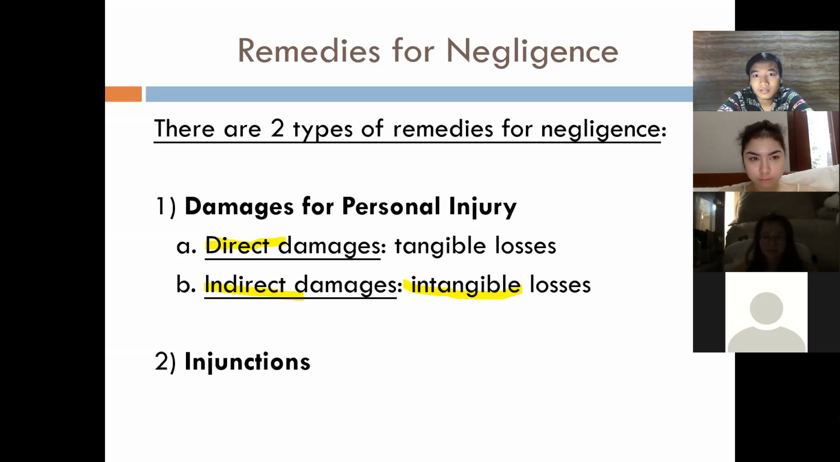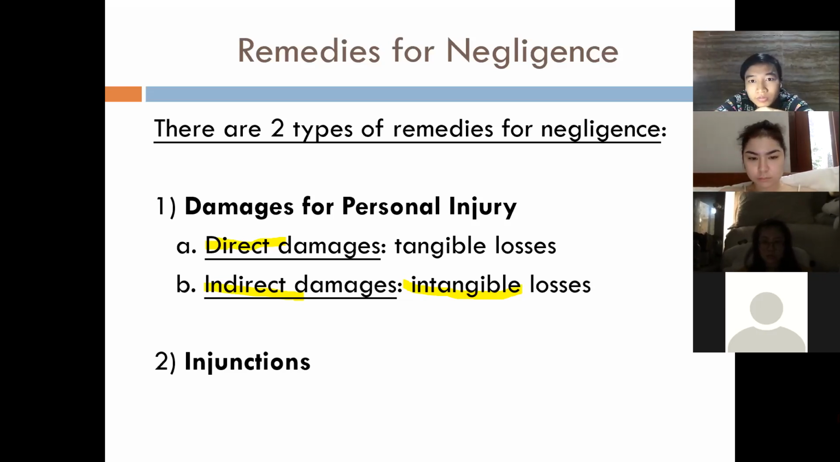Injunction. Min, what's an injunction? I'm not sure. Aruni, what's an injunction? It's like an order. It is an order. It's an order to do what? To stop. Correct. It's an order to stop doing something.